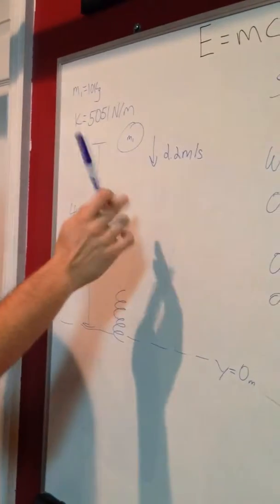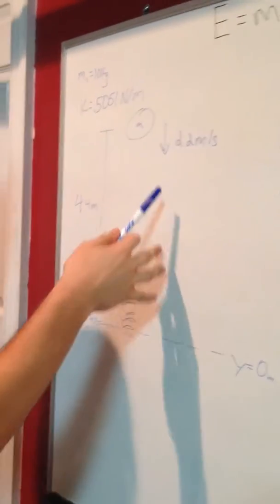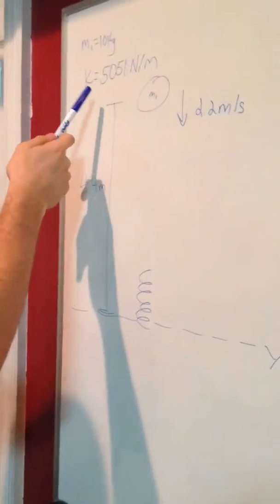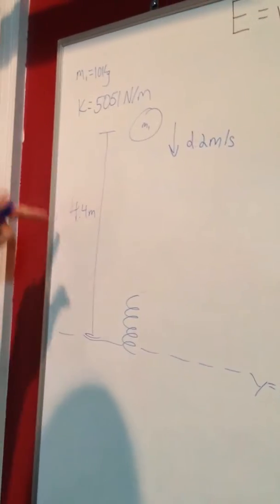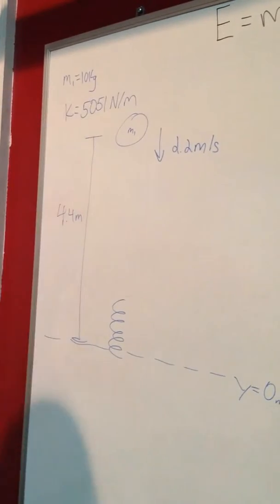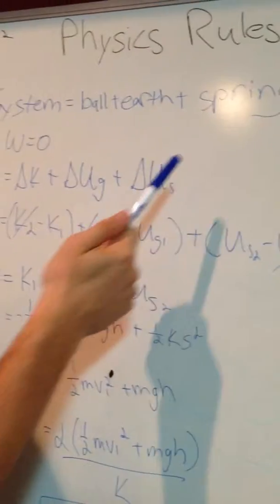Okay, this is the potential energy reassessment, and we have a ball that's falling, that was thrown down at 2.2 meters per second. It's going to land on a spring with a spring constant of 5,051 newton meters. It's going to fall 4.4 meters, and the mass of the ball is 10 kilograms. So we're going to make the system the ball, the earth, and the spring.